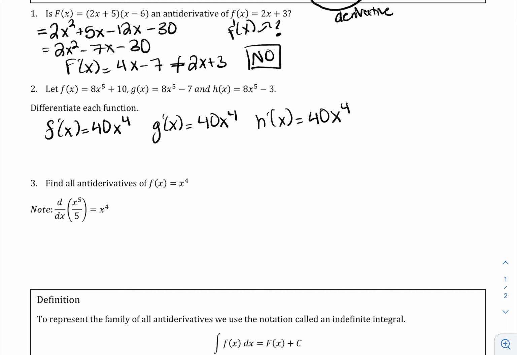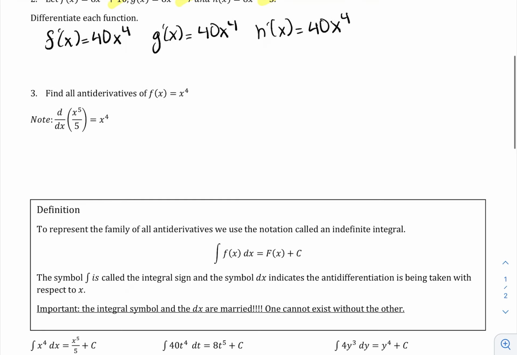What's important to note here is that f, g, and h are all different functions, but they all have the same derivative. What's different about these three functions is the constant at the end, because no matter what, the derivative of a constant is always 0. So 8x to the fifth plus 10, 8x to the fifth minus 7, and 8x to the fifth minus 3 are all antiderivatives of 40x to the fourth. What we call this is the family of antiderivatives. And I'm going to show you the notation for that with number 3.